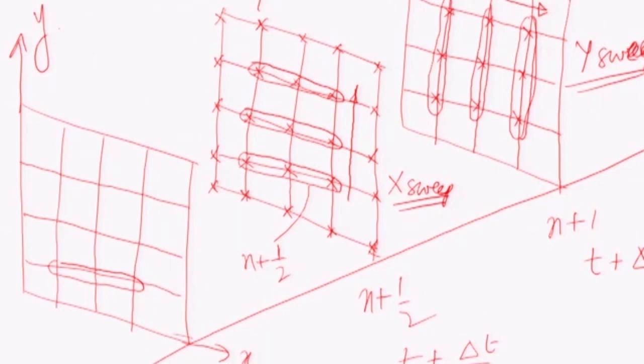And as a combination, you end up solving the multidimensional problem in the form of a sequence of one-dimensional sweeps. So we have implicitness in one direction only during a given sweep.